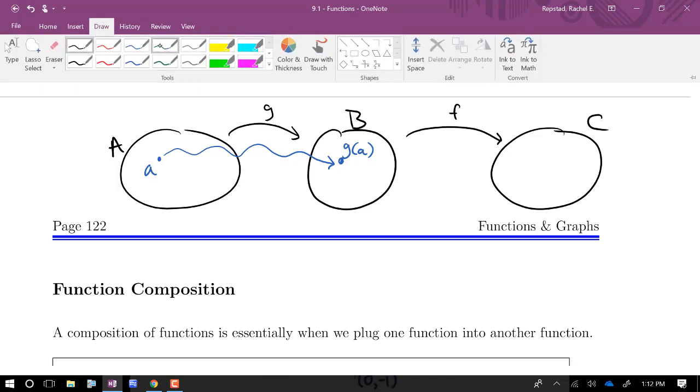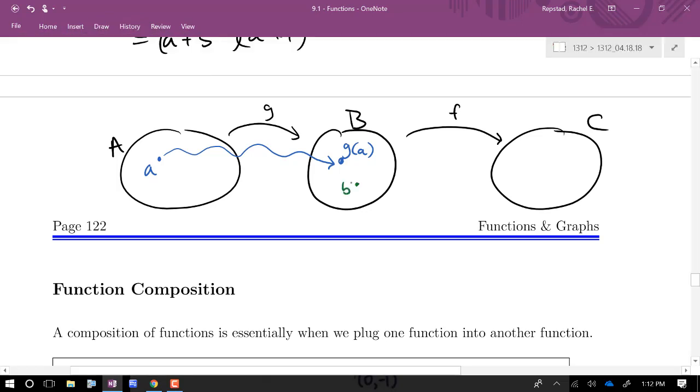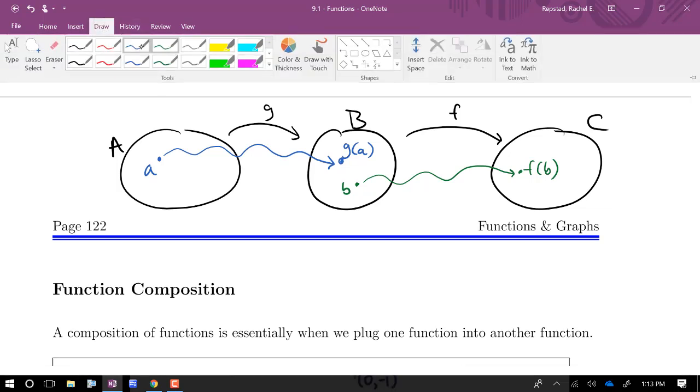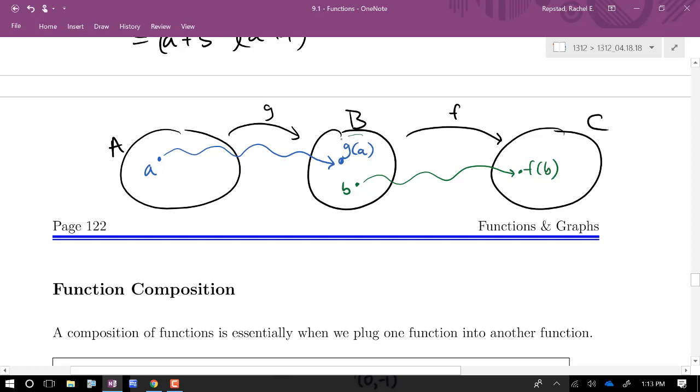So, like, if I took some element B in the B set, I could send that through the F function and get F of B. That'd be some element in C. But if you'll notice, since G maps from A into B, G of A is itself an element of B. So I could, if I wanted to, take this guy and map it into C, right? Any element that's in B I can send through the F function. And this would give me F of G of A, right?